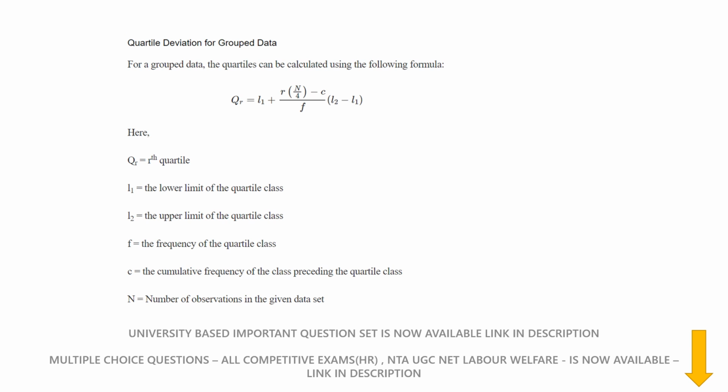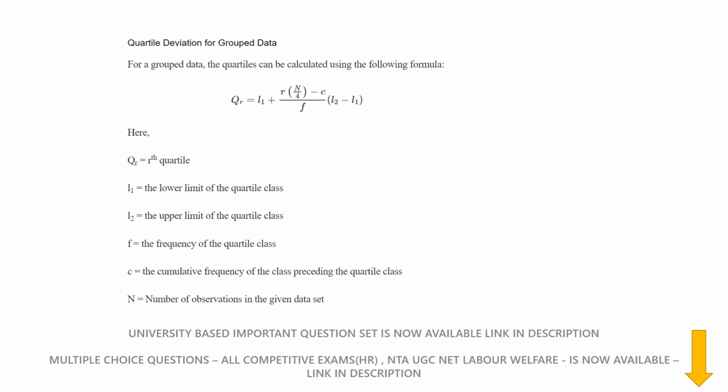Next, how to calculate quartile deviation for grouped data. Qr means whatever quartile number is given in the question. So Qr is equal to L1 plus r into N by 4 minus C, divided by f, into h, where h means L2 minus L1. This is the same as the median for grouped data that we calculated, so that will also be easy for you.